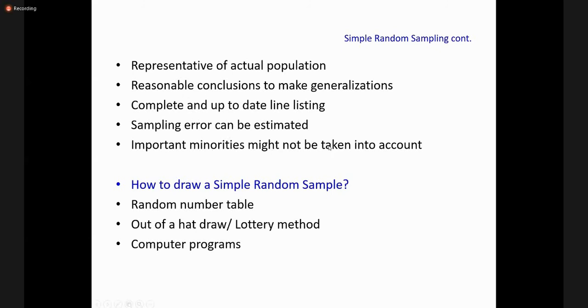Important minorities might not be taken into account. Suppose you have an African in your class and 1 Spanish in your class, only 1 and 1 out of 50, so there are fewer chances of getting them in the sample. So of course minorities can be missed naturally, but otherwise everyone is given a chance. And there are various methods of doing it, like random number table, hat draw, lottery method, or computer programs. You make a random number, assigning a number to every person in the sampling frame and then selecting. So there are many ways of doing it randomly.